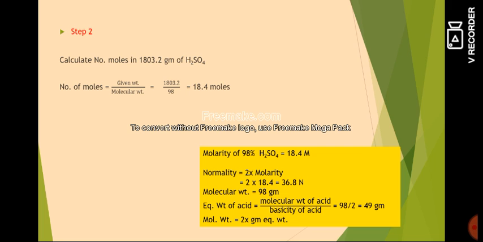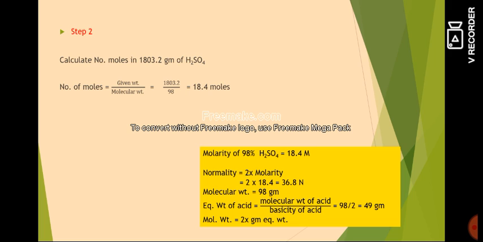Normality of sulfuric acid is twice its molarity. If we take the molarity of any sulfuric acid solution, its normality will be double its molarity. Suppose we have a 1 molar solution of sulfuric acid, then its normality will be 2 normal. Normality of 98% sulfuric acid is 18.4 multiplied by 2, that is 36.8 normal.